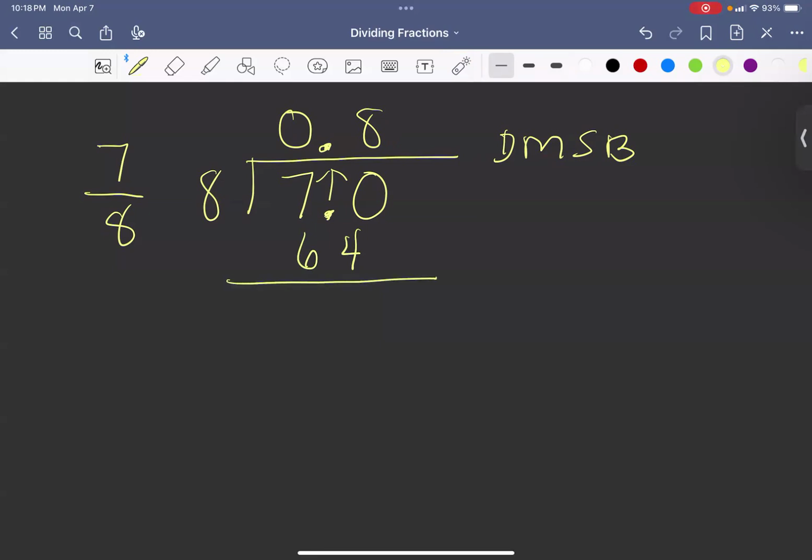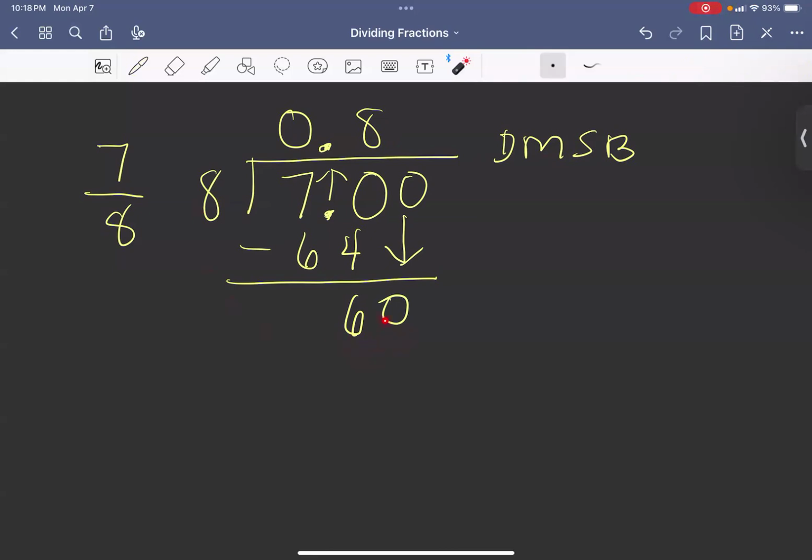70. Now I got to subtract. 70 minus 64 is 6. I want to keep dividing, so I'm going to add another 0. I'm going to bring the 0 down. The new number is now 60.